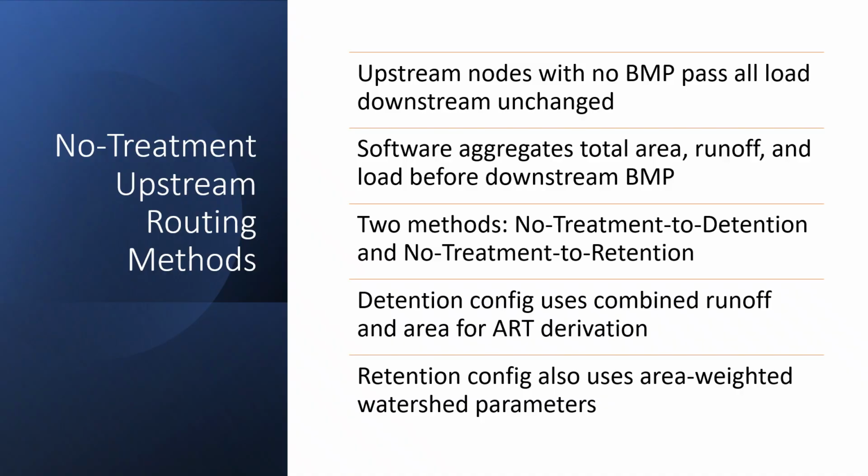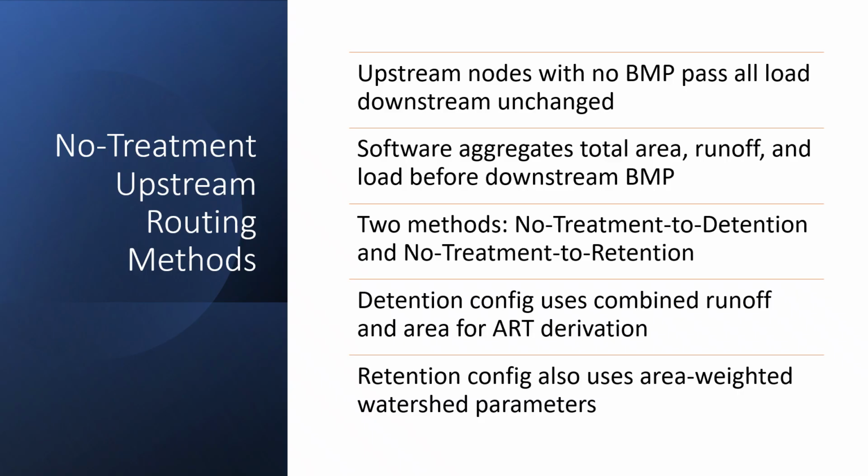These two methods address a very common real-world configuration where several upstream catchments receive no best management practice treatment, and a single downstream BMP is sized to handle the combined flow from all of them. Untreated nodes behave as pure pass-through points. Their entire runoff volume and nutrient load move downstream without any capture or removal occurring at those locations. Before the downstream BMP can be calculated, the software first aggregates everything from the upstream nodes: total drainage area, total runoff volume, and total nitrogen and phosphorus mass loads. That combined picture becomes the input to the downstream BMP.